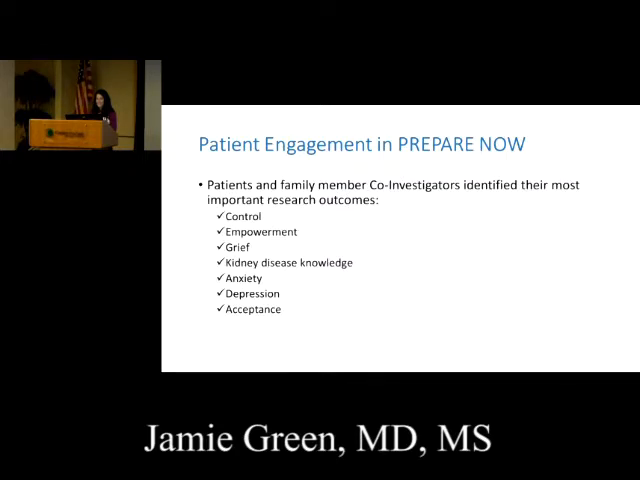And these are the outcomes that they said were the most important. Control and empowerment. Grief was a big one. Kidney disease knowledge. They want to know more and earlier. They felt that it was too late. By the time they had kidney failure, everybody said, I wish someone had told me sooner. Everybody acknowledged that yes, fear and denial are all relevant, but if someone had just said once, you might be at risk, then when I ended up on dialysis, it wouldn't have been the first time someone said it to me. Anxiety, depression, and then acceptance. So these are what they said were the most important.